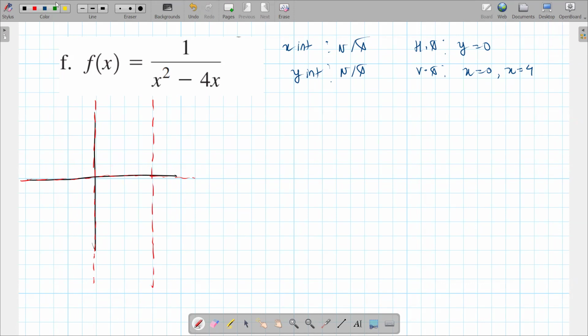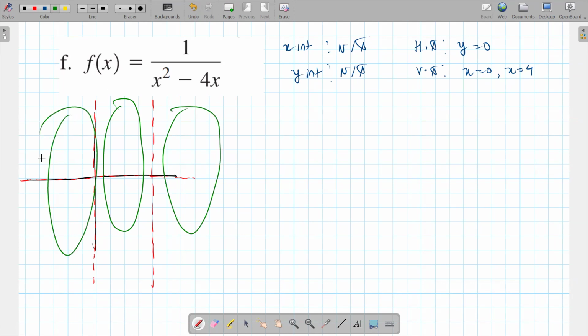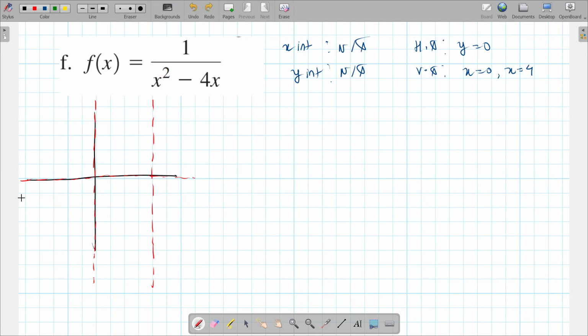Notice we have two vertical asymptotes. That means our curve is going to have 3 sections, basically. We're going to have something between these two, something here, and something here. There are always n plus 1 segments to the curve, where n is the number of vertical asymptotes. So with 2 vertical asymptotes, your curve is going to have 3 different sections. Cool?